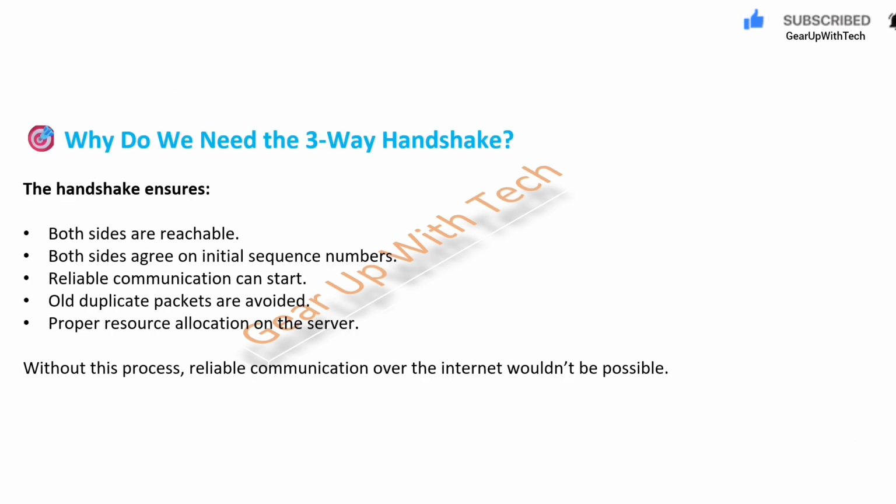So why do we need the TCP three-way handshake? The handshake ensures both sides are reachable. Both sides agree on initial sequence numbers. Reliable communication can start. Duplicate packets are avoided. Proper resource allocation on the server. Without this process, reliable communication over the internet wouldn't be possible.